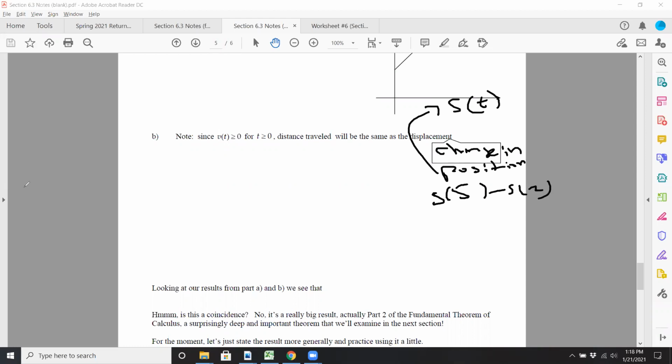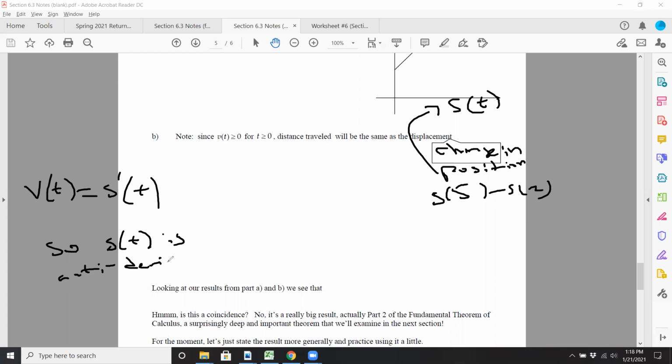And remember that velocity in terms of time is a derivative of position in terms of time. So we could say that S of t is the antiderivative of velocity. Since velocity is a derivative of position, then position is the antiderivative of velocity.